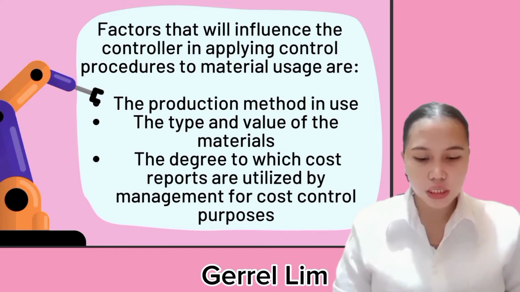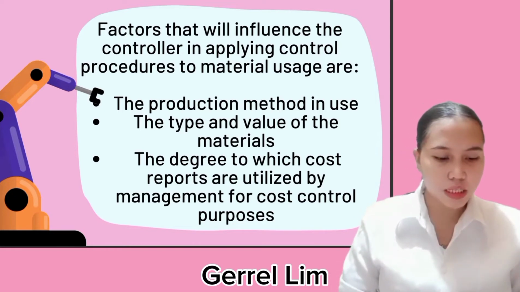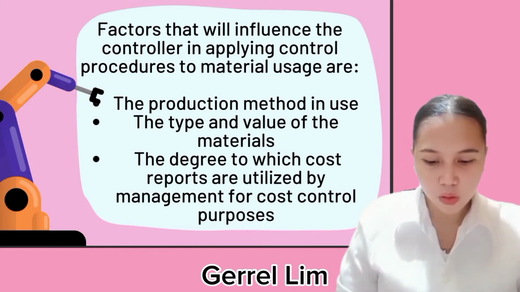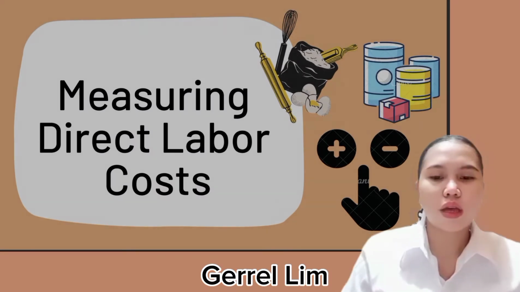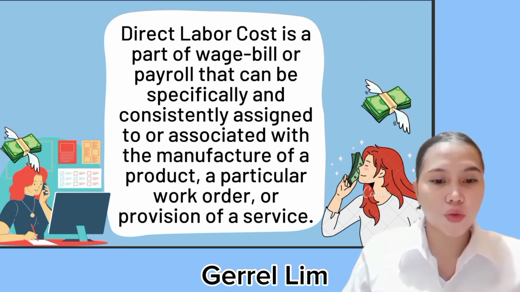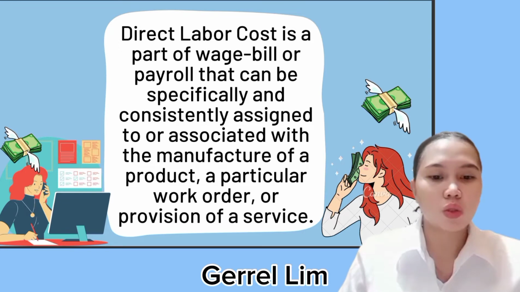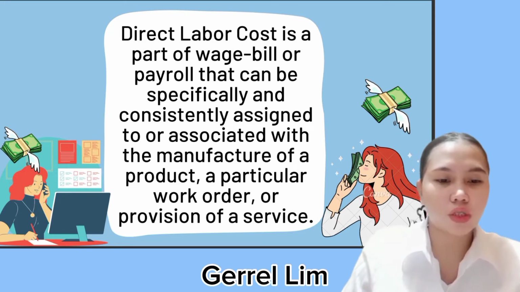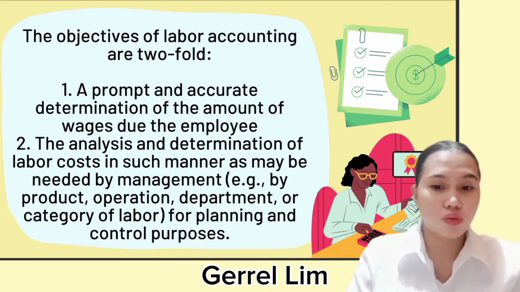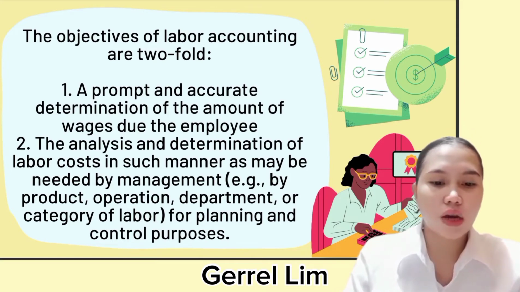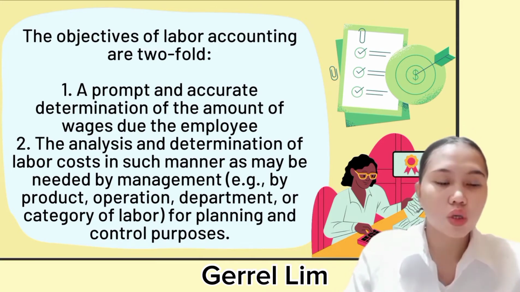Number three is the degree to which cost reports are utilized by management for cost control purposes. Measuring direct labor costs. Direct labor cost is a part of the wage bill or payroll that can be specifically and consistently assigned to or associated with the manufacture of a product, a particular work order, or the provision of a service. The objectives of labor costing are twofold. First is a prompt and accurate determination of wages due to employees.